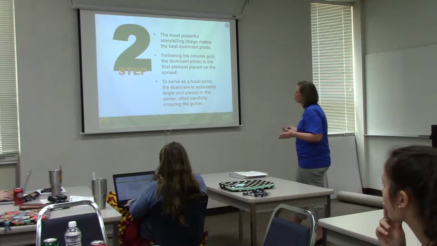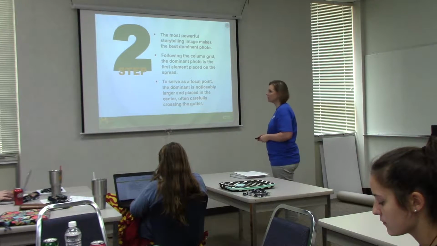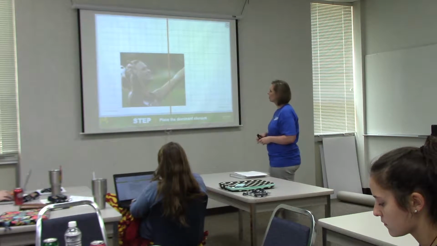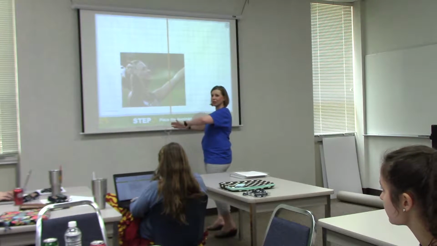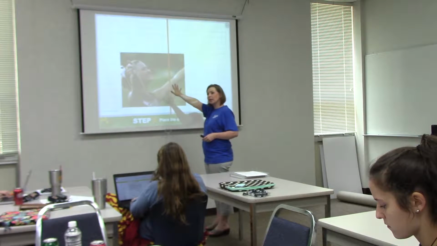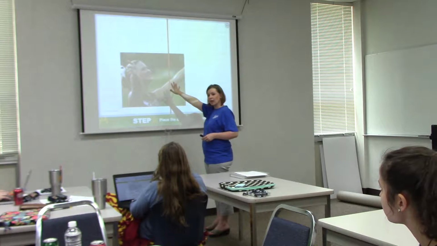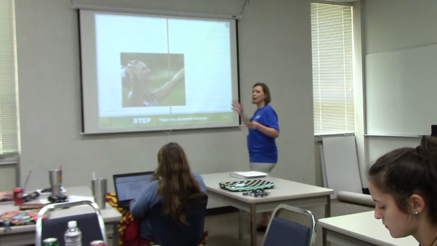It says here, the most powerful storytelling images make the best dominant photo. That's just obvious, but when you first start, you've got your left and your right hand side, and the middle of the spread is called the gutter. You place your dominant photo, and it is supposed to be 2.5 times larger than any other photo or module on the page to be a real dominant.